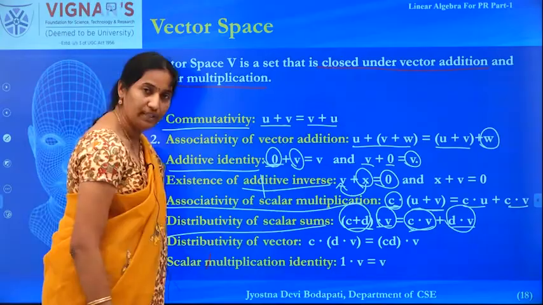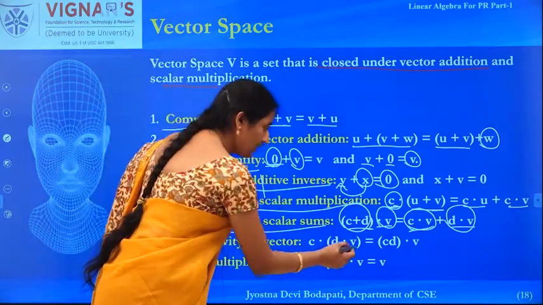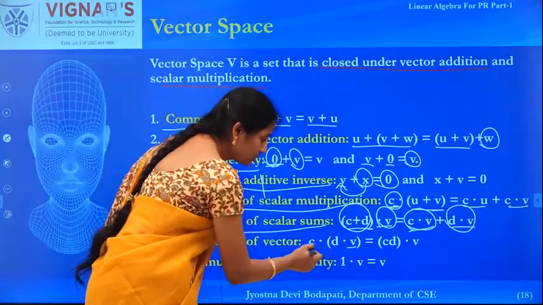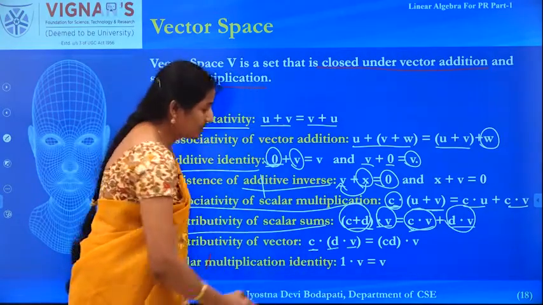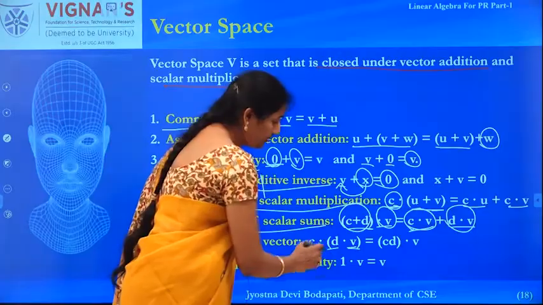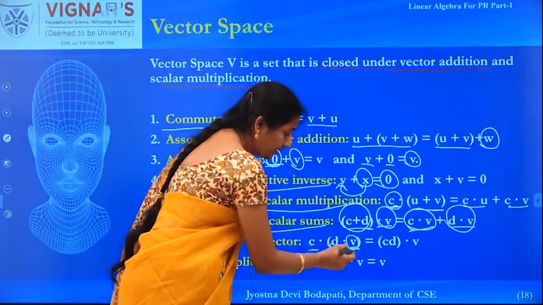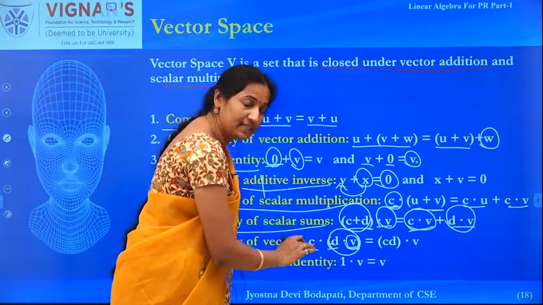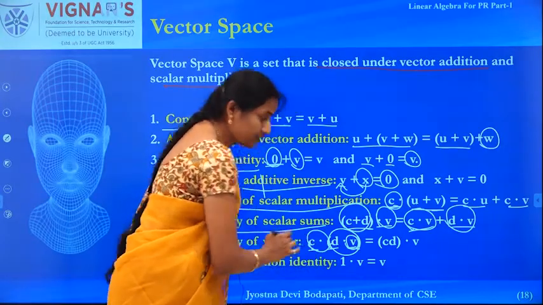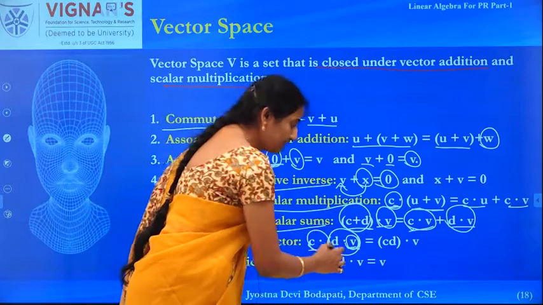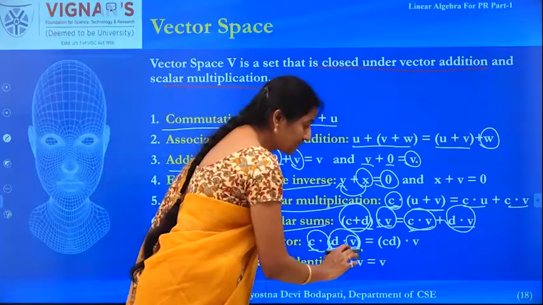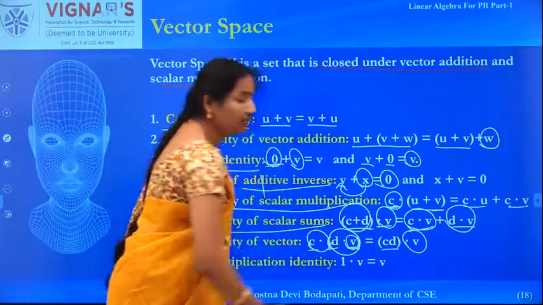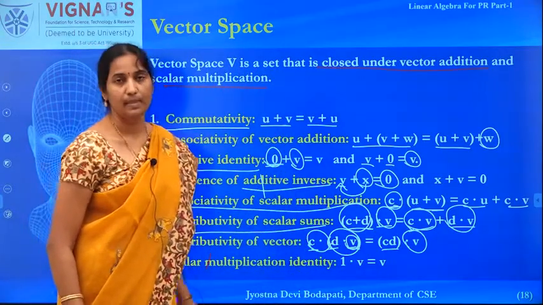Then distributivity of a vector. So consider now the vector V, distributivity in the case of multiplication of scalars. So C and D are the scalars, V is a vector. Then in this case, first you are multiplying your vector with D, the scalar, and then after getting the resultant, you are multiplying that value with C. So that gives the same result as when you multiply the scalars first and then multiply that with the vector. So both result in the same value.